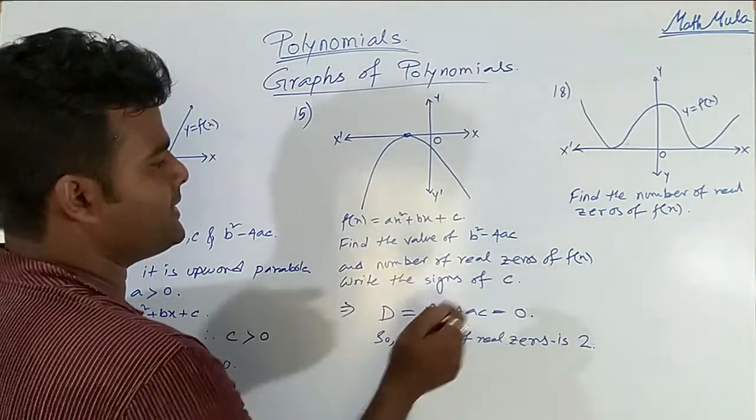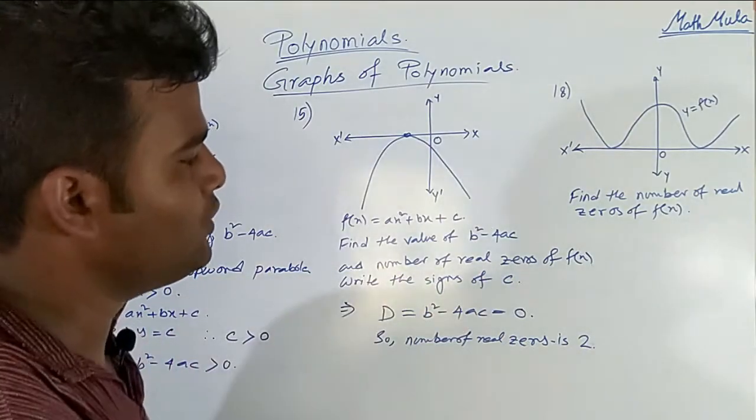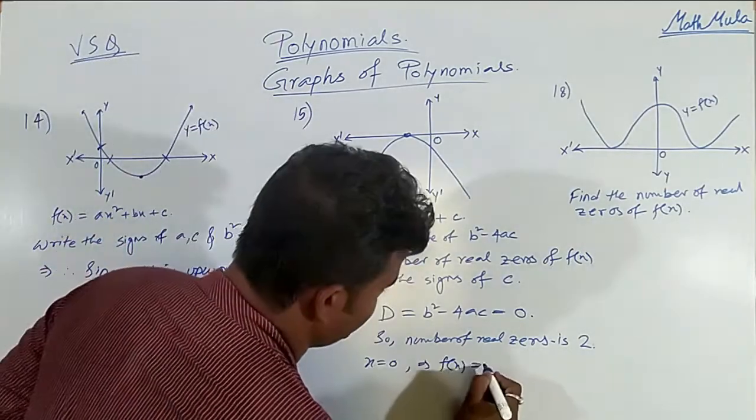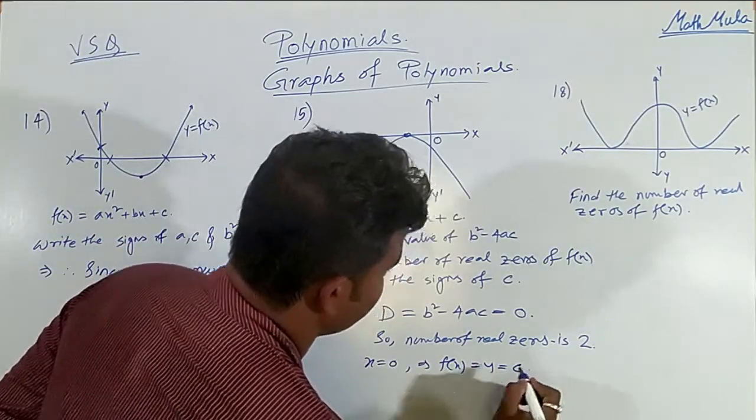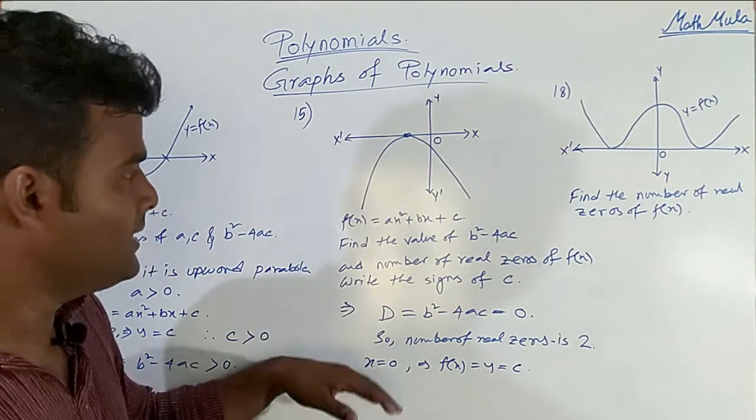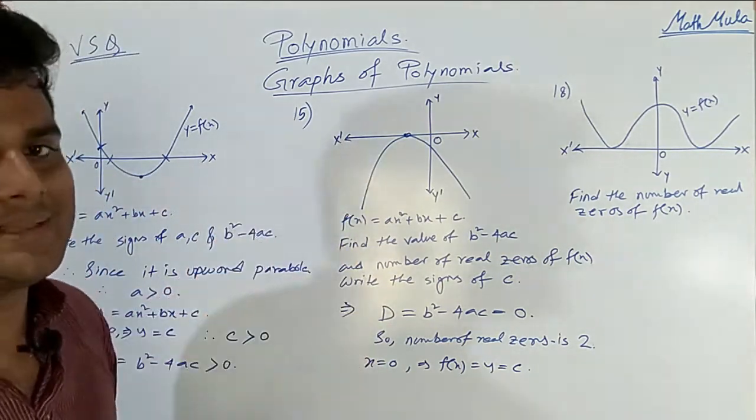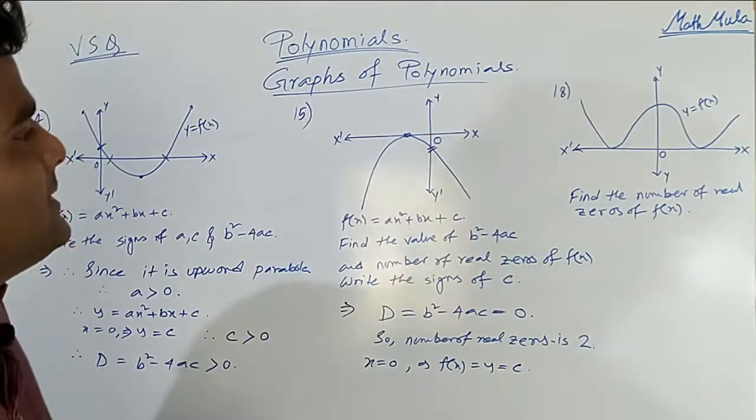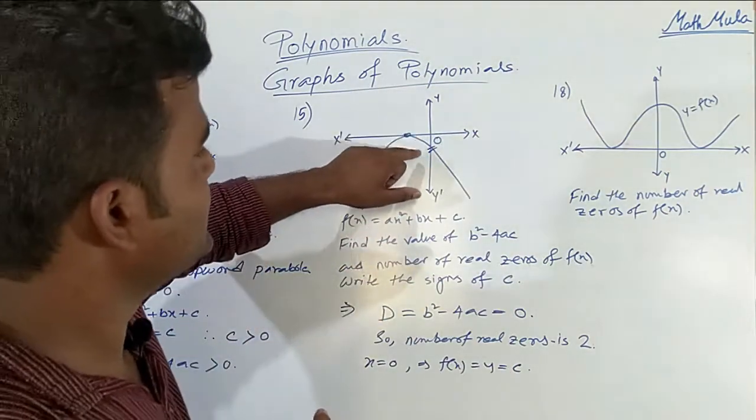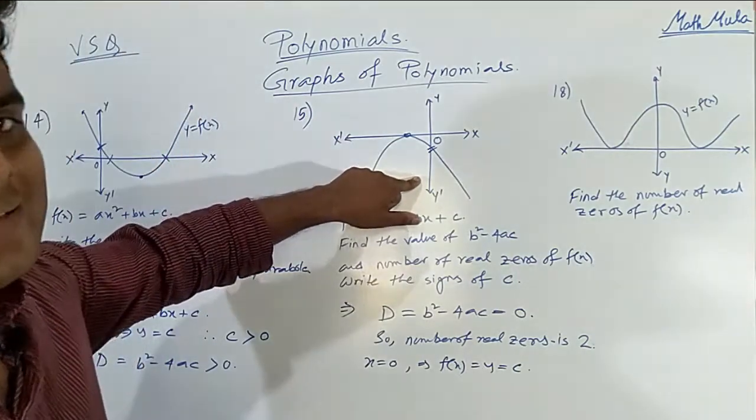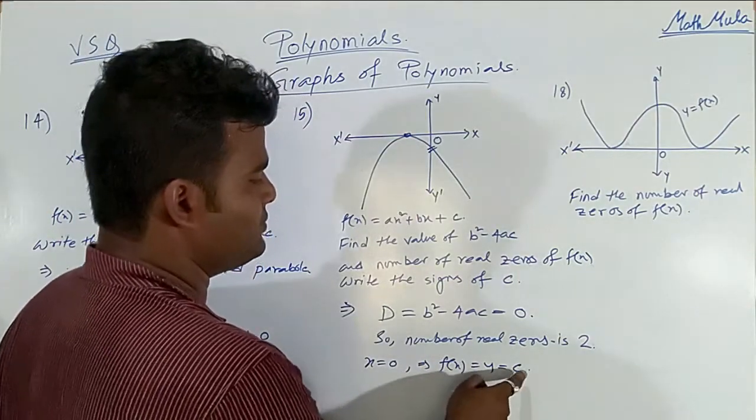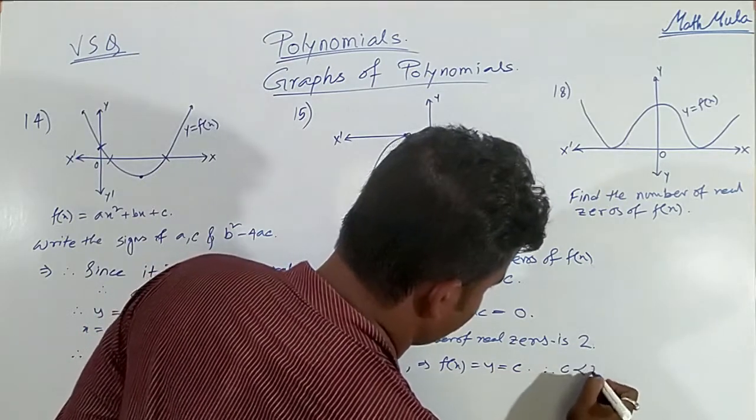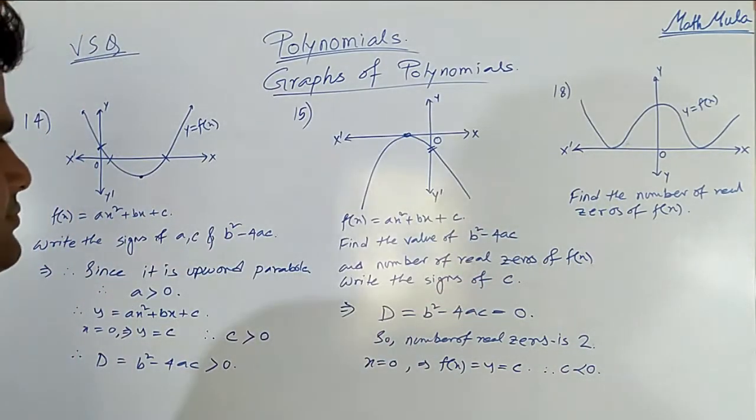Now for sign of c, we put the value of x as 0 in this polynomial. Then we get y equals c. When x equals 0, that means the curve cuts the y-axis at some point. Now the point is there, and we can easily see that this is the negative side of the y-axis. The value of c will be negative. That implies the sign of c must be less than 0.